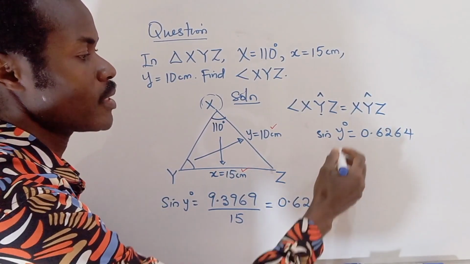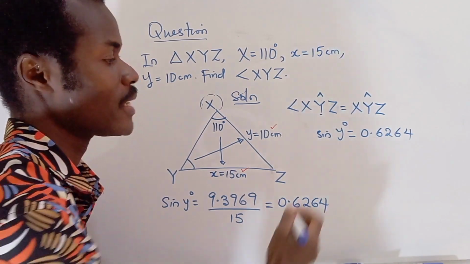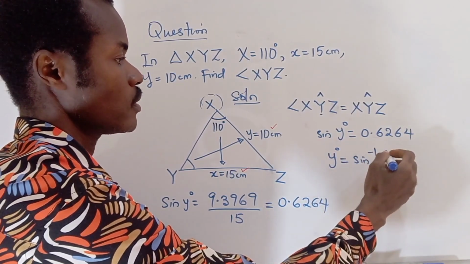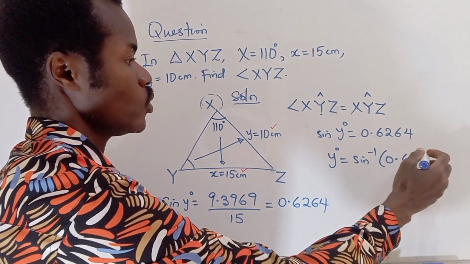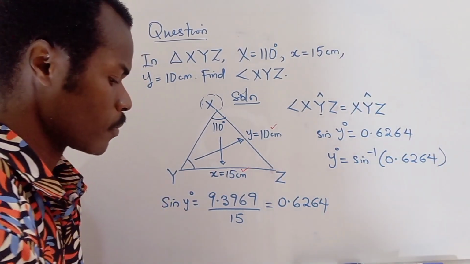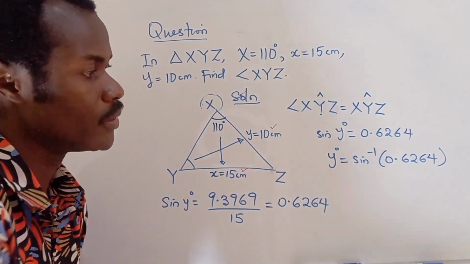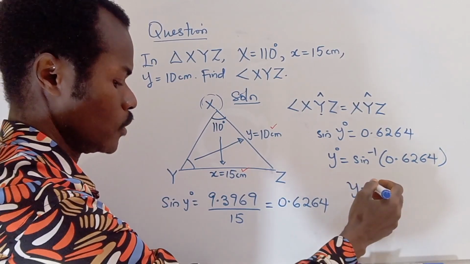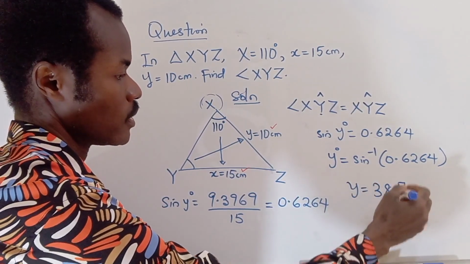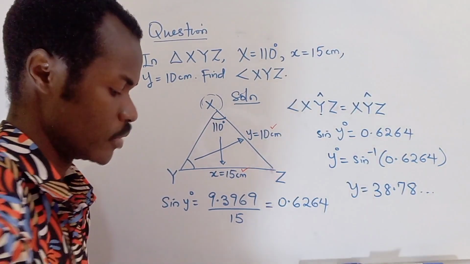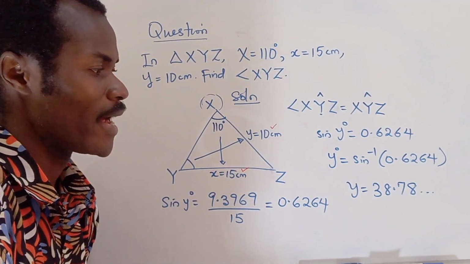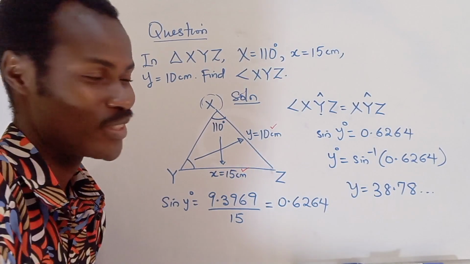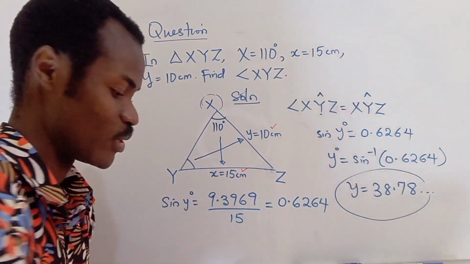So what becomes our y? We are going to take the sine inverse of both sides. So our y degree is going to be sine inverse of 0.6264. So let's use our calculator to press this and see what y gives us. So y is going to give us 38.78 and so on. So our value of y in this problem is simply 38.78 degrees. So that gives us the solution to this question.